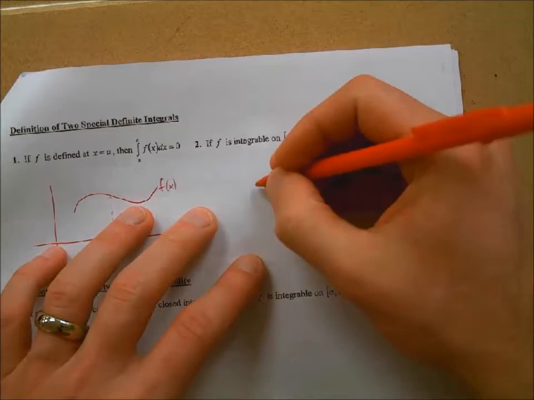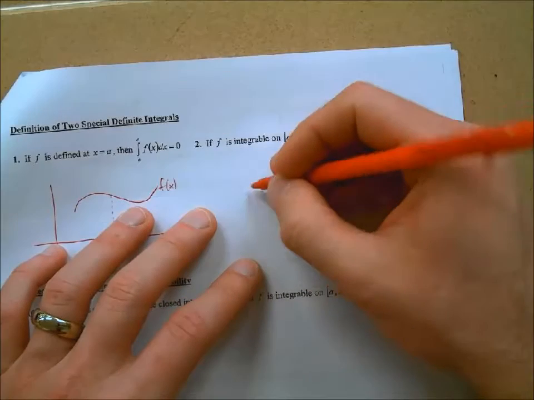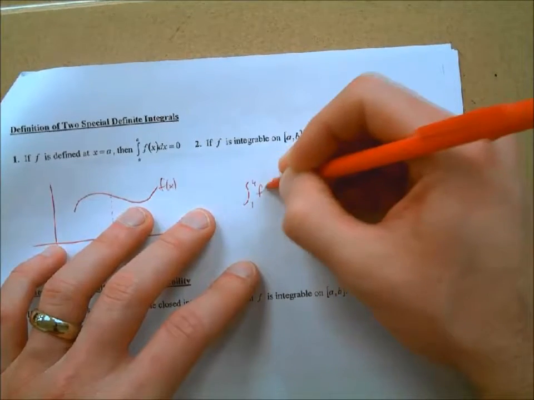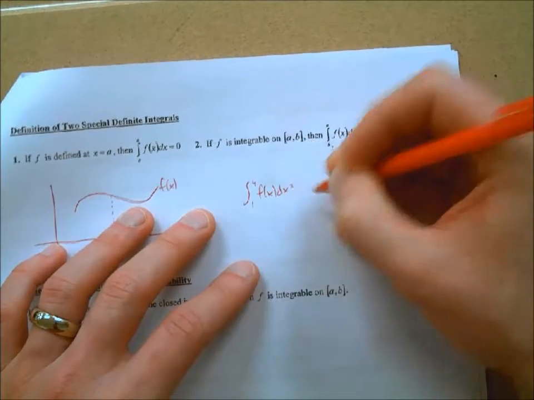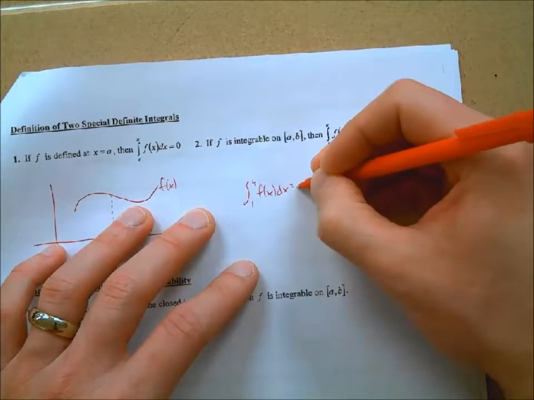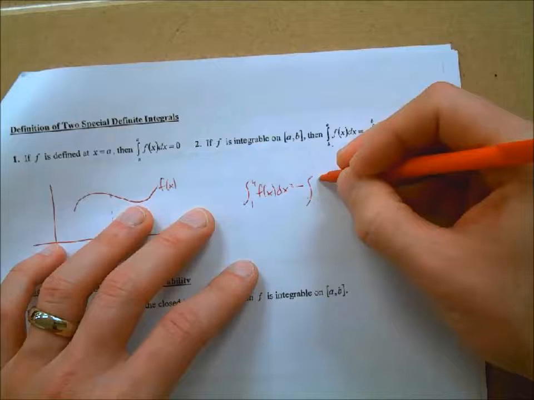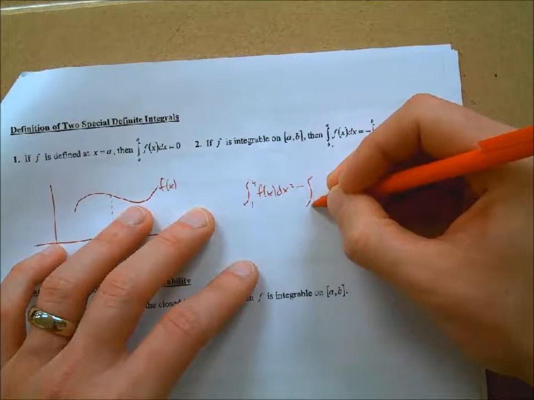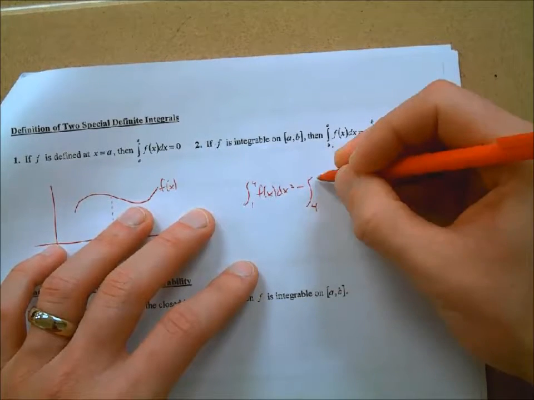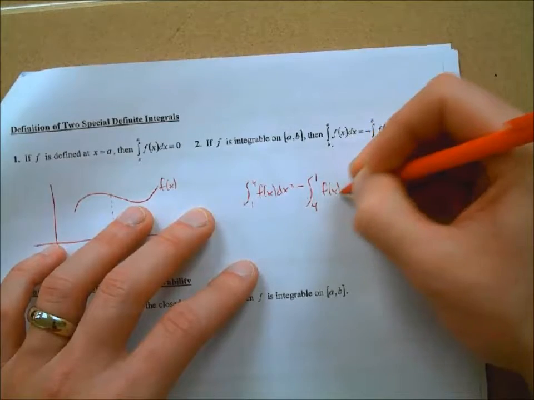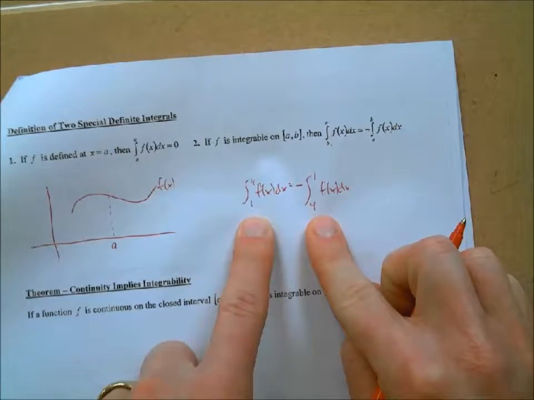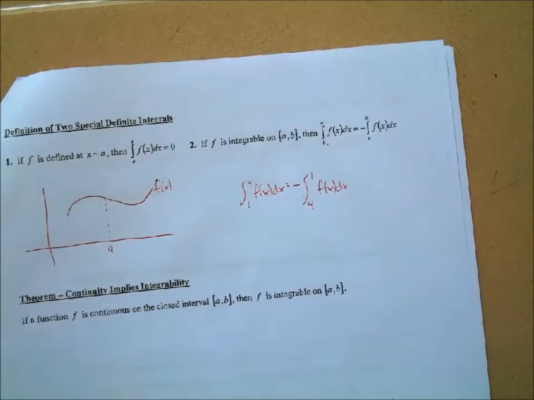So in other words, let me see here. If I have the integral from 1 to 4 of f of x dx, that is equal to negative integral from what to what? 4 to 1 of f of x dx. Like that. They're equal with a negative there. Okay? All right, some other stuff.